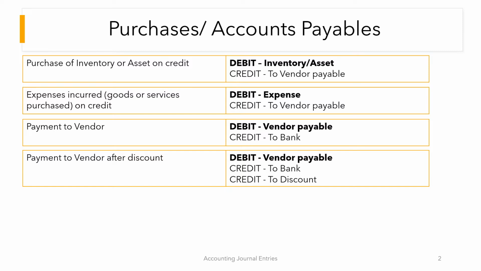Payment to vendor after discount, debit vendor payable, credit to bank and credit to discount to the extent of the amount allowed as discount.